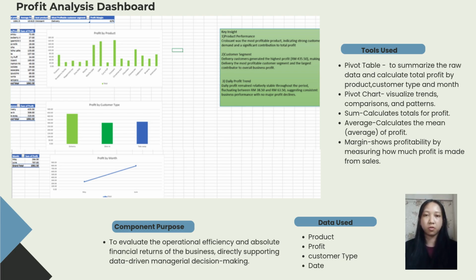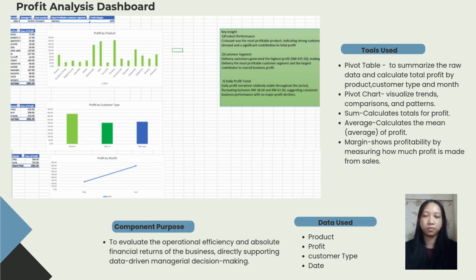So this is the dashboard for profit analysis. It helps analyze the company's profit performance from different perspectives. The profit by product chart shows the profit generated by each product, where croissant contributes the highest profit. And the profit by customer type chart compares profit from different customer groups, showing the delivery customer generates the highest total profit.